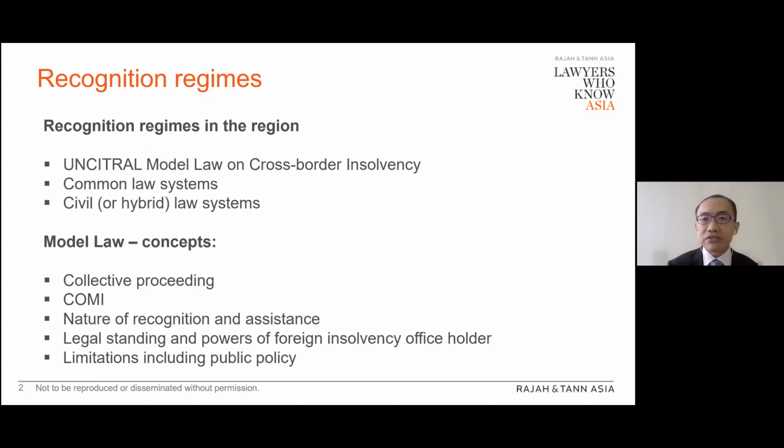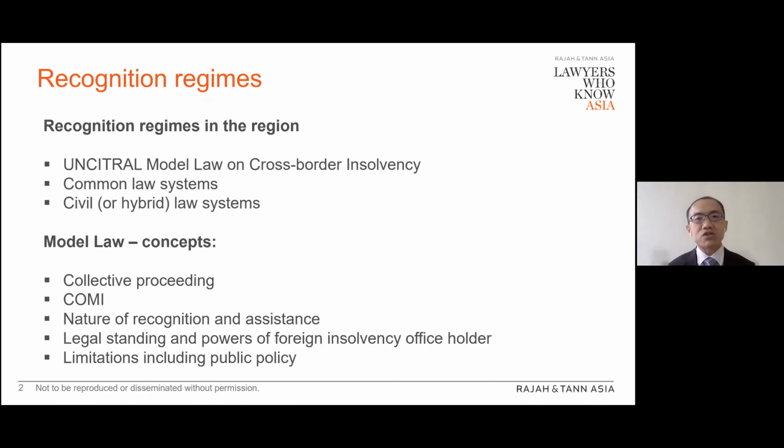And just again, very briefly, if I may summarize the key concepts behind the model law on cross-border insolvency, it operates on having a streamlined structure or platform for the adopting court, the recognizing court, to give recognition or assistance to a foreign proceeding, which must be a collective proceeding. So the model law defines what a collective proceeding is.